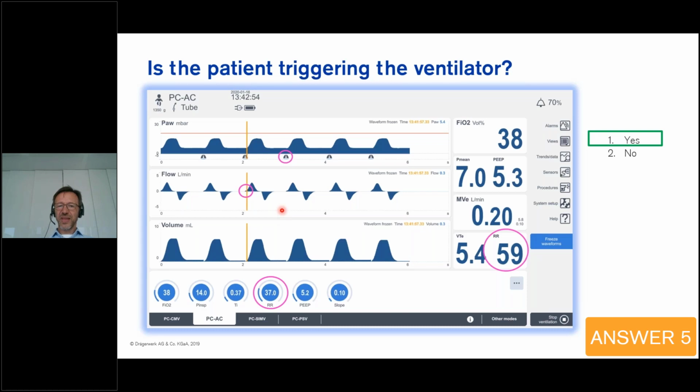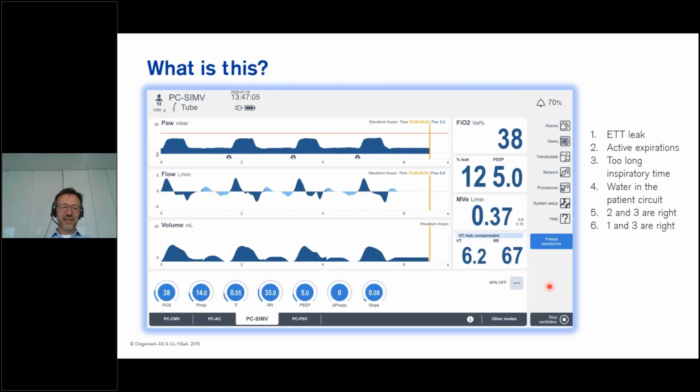Okay. By the way, there's also another possibly easier method to answer this question, because you see that we are in the mode assist control. And the backup rate here is adjusted to 37. But the measured rate is 59. So it can't be the ventilator who triggers here. There must be some spontaneous activity. Otherwise, the rate can't increase to 59.